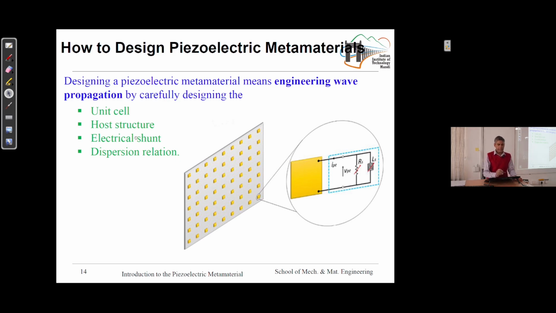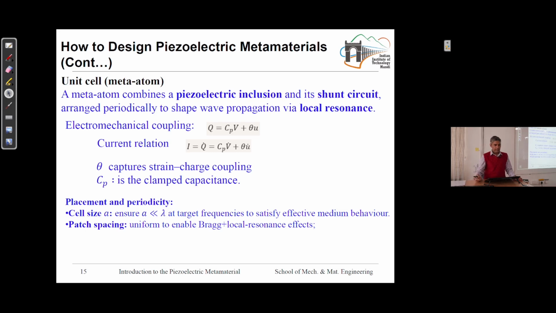Basically, unit cell means designing this patch, right? Of course the shape, whether it should be, say, square, triangular, or as you wish. So basically, when we say piezoelectric metamaterials, they also have this electromechanical coupling. So we have this charge.